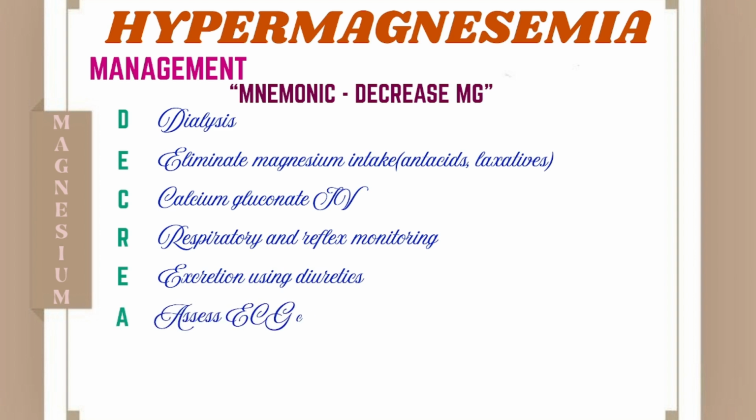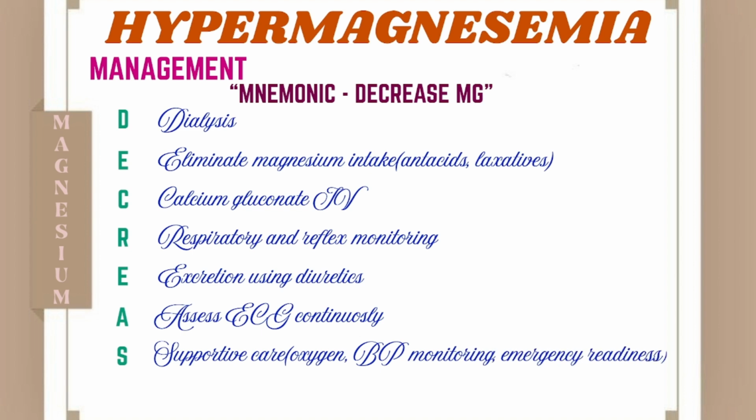A stands for assess ECG continuously. As we know that if there is high magnesium in the body, cardiac depression occurs, so we have to monitor ECG continuously. S stands for supportive care like oxygen, BP monitoring, emergency readiness. We have to provide supportive care to the client. E stands for educate to restrict magnesium containing foods. We can instruct the patient to avoid magnesium rich foods like nuts, seeds, whole grains, or green leafy vegetables.